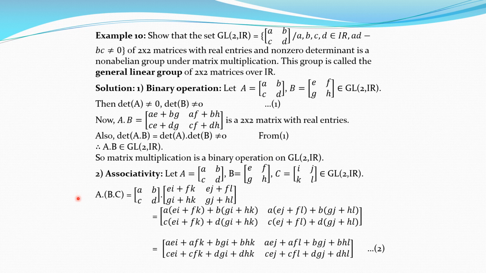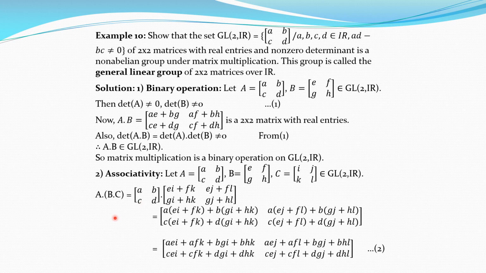Now the second property is the associative property. For that we need three elements of GL2R. So we consider here A, B, C as three matrices of GL2R, and we show that A multiplied by BC is the same as AB into C. Now first consider A into BC. So this is A. Now B into C. This is the product of B and C.